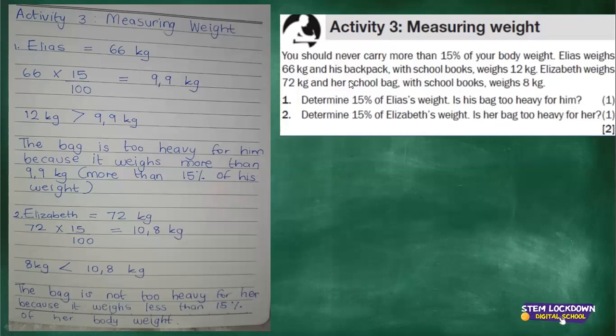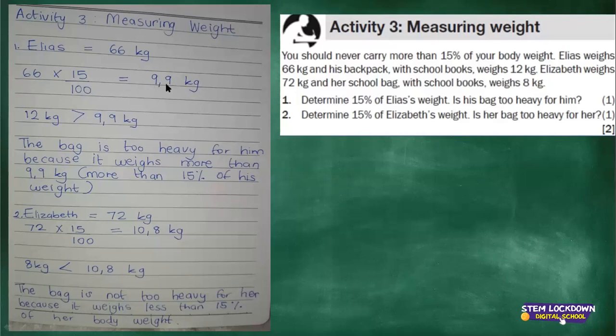So now what will we do? Because we need to determine 15% of that weight, we take down Elias's weight, which is 66, multiply by 15%. 15% when you write it out in fraction form is 15 divided by 100. Thereby 66 multiplied by 15 divided by 100 equals 9.9 kilograms. So 9.9 kilograms is 15% of Elias's weight.